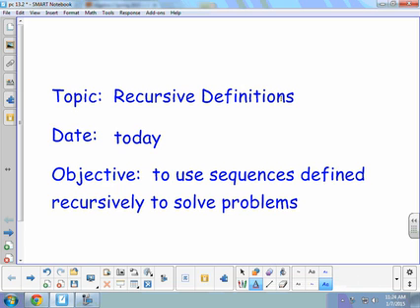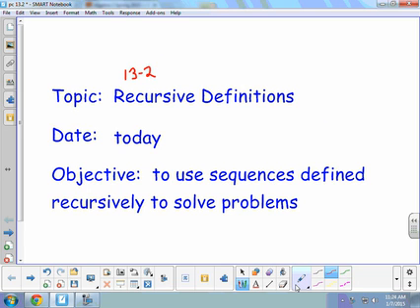All right, today's topic is 13-2, which is recursive definitions. Today's date is today, and our objective is to use sequences defined recursively to solve problems.